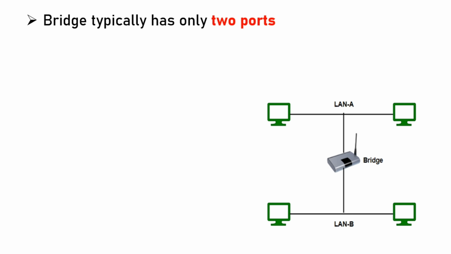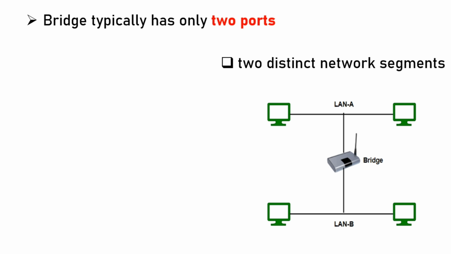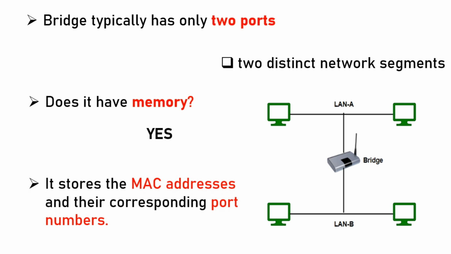Regarding ports, a traditional bridge typically has only two ports, connecting two distinct network segments. While some multi-port bridges exist, the concept of a bridge primarily revolves around connecting two segments. Does it have memory? Yes, the MAC address table we just discussed is its memory. It stores the MAC addresses and their corresponding port numbers, enabling it to make intelligent forwarding decisions.